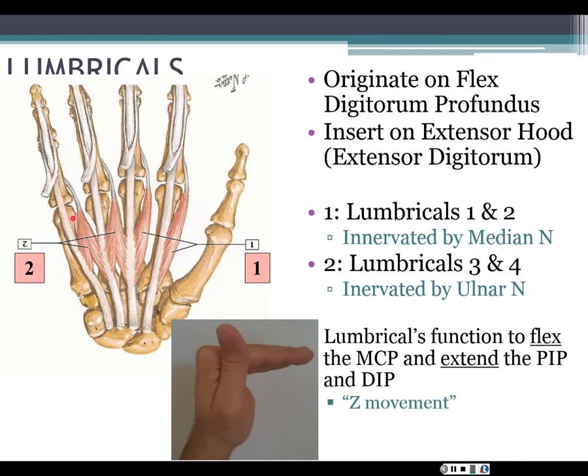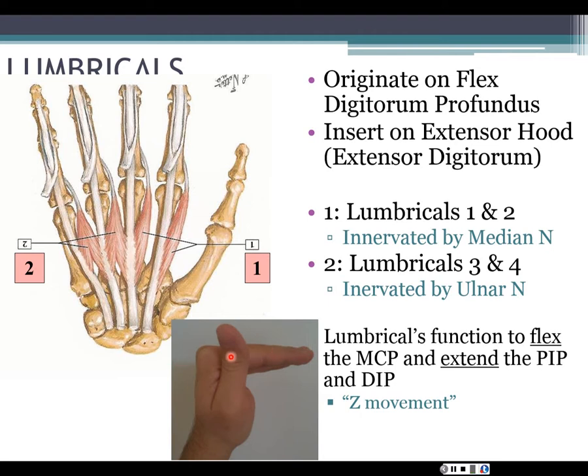But as they cross that metacarpal phalangeal joint and keep on moving, they actually insert into what we'll call the extensor hood, which I'll talk about more in a second, but they're going to actually join up with the extensor tendons on the dorsal side of the hand. So although they're going to do flexion at the metacarpophalangeal joint because they start on the anterior side, they move posterior, so they're actually going to do extension of the proximal and distal interphalangeal joints.